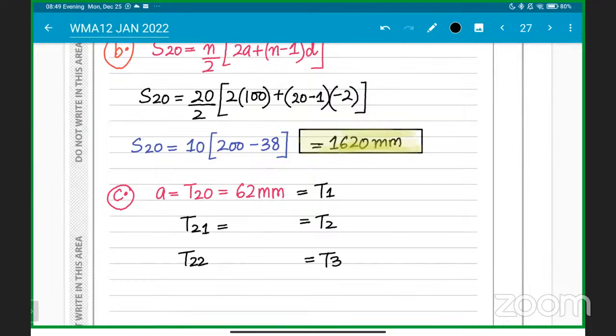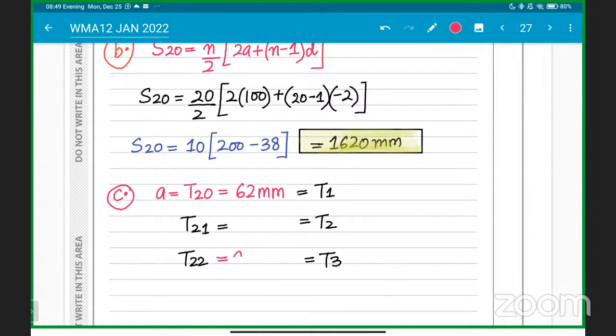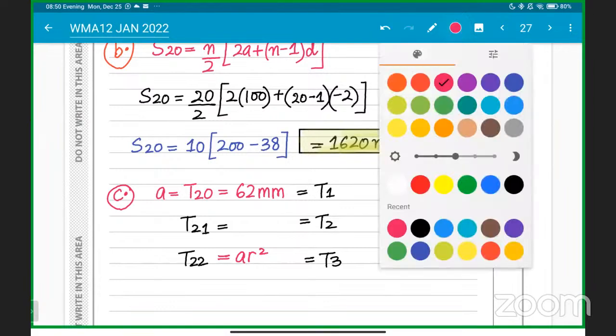And what is the formula for the third term in the geometric progression, students? The formula for the nth term of a geometric progression is A R to the n minus 1, so the third term will be A R square. A R square will be the formula for the third term. Okay, very good.